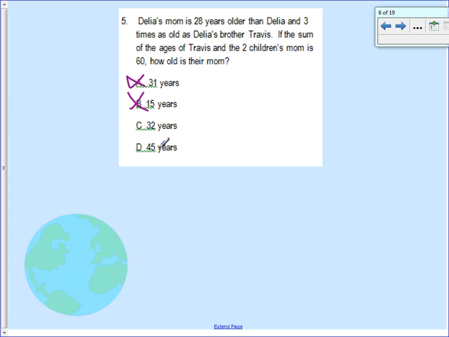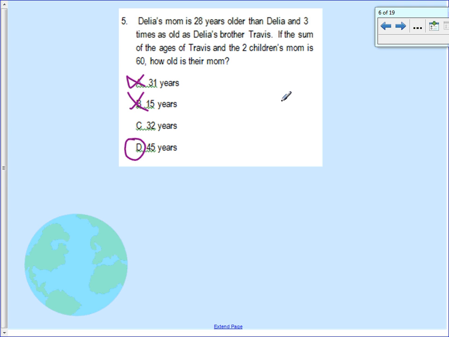What did you guys get for your answer? 45. And how did you solve it? We divided 45 by 3 to get 15, and then we added 45 plus 15 to get 60.